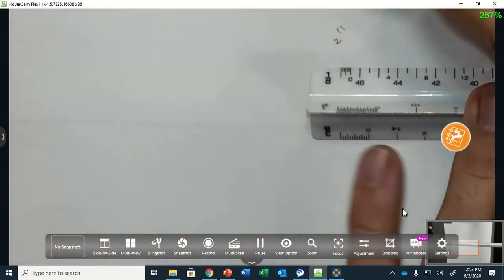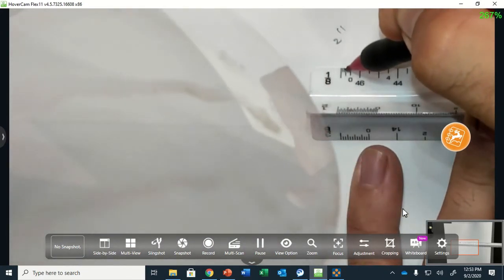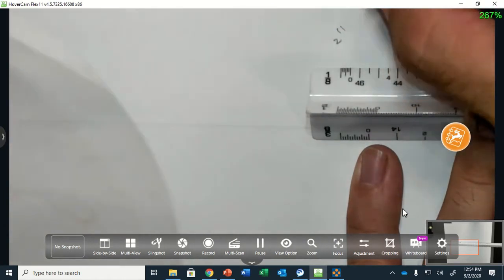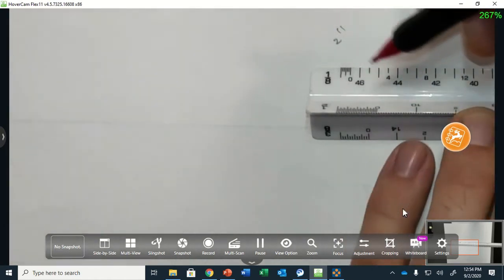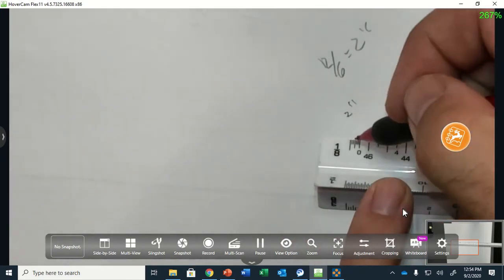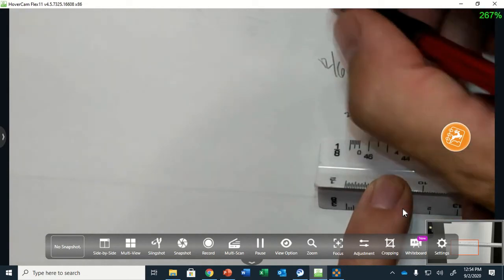Can I also do that? I'm going to count the spaces. 1, 2, 3, 4, 5, 6. 6 spaces. 12 divided by 6 equals 2. So each tick mark is 2 inches. Okay? So each tick mark is worth 2 inches.